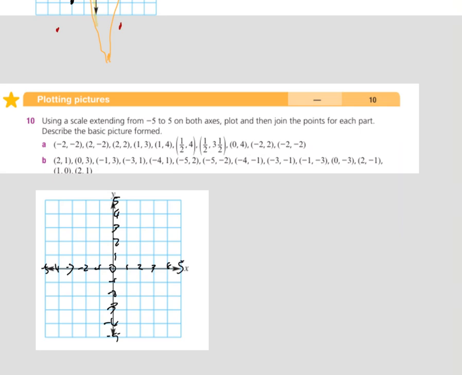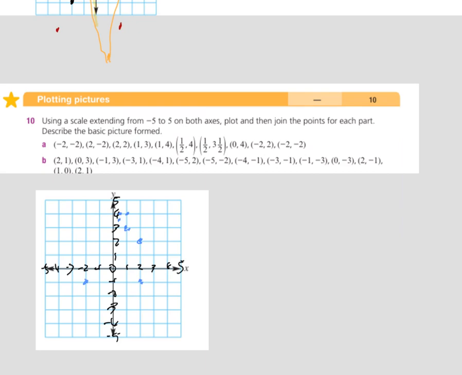Okay, minus 2, minus 2. Then the next one is 2, minus 2. Next one is going to be 2, 2. Next one is going to be 1, 3. Next one, 1, 4. Next one's going to be a half and 4, so halfway between 0 and 1, and 4. The next one is going to be a half and 3 and a half.